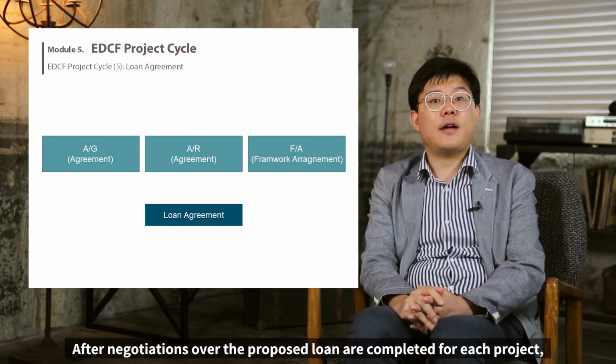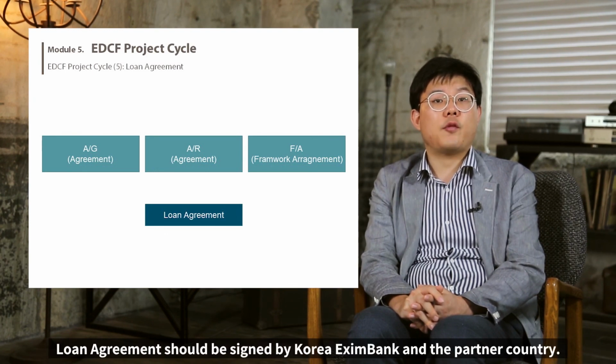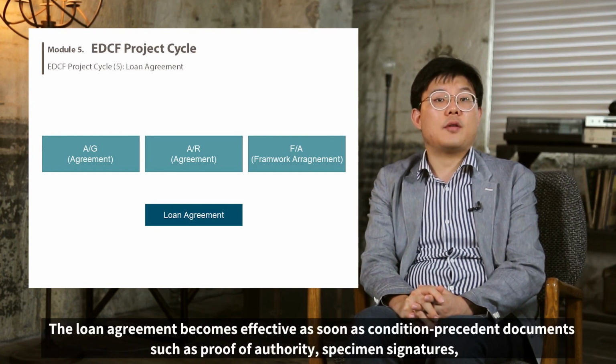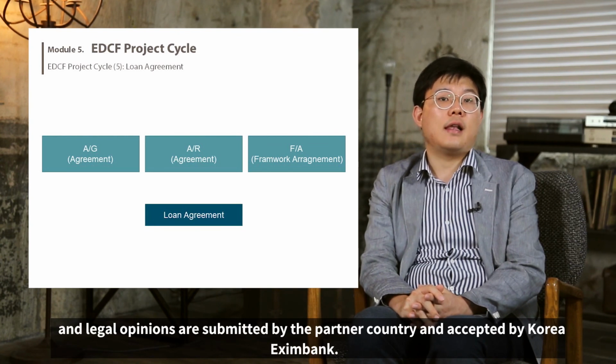Usually, the FA is enforced between 3 to 5 years and should be renewed after its termination on amount or period. After negotiations over the proposed loan are completed for each project, loan agreement should be signed by Korea Exim Bank and the partner country. The loan agreement becomes effective as soon as condition precedent documents, such as proof of authority, specimen signatures, and legal opinions are submitted by the partner country and accepted by Korea Exim Bank.